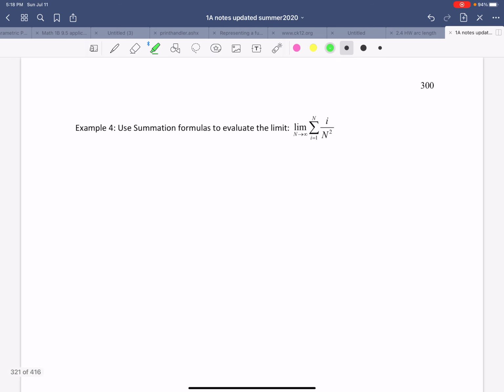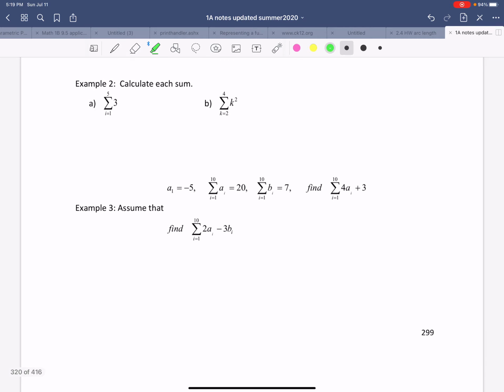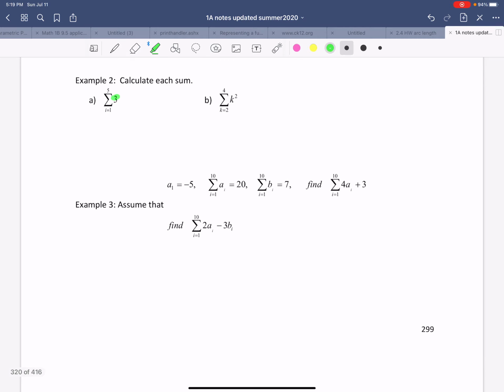Okay, so let's see some examples here using these summation formulas. This is the one where we can use the constant rule. This is like i equals 1 to 5 of 3. That means we're going to be doing 3 plus 3 plus 3 plus 3 plus 3. We could just use the summation formula we just saw, c times n, 3 times 5, which is 15.